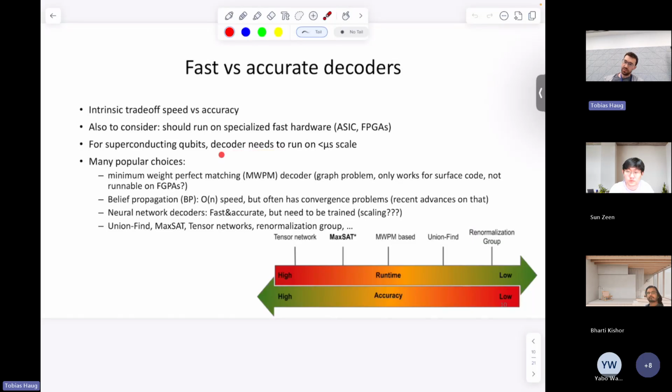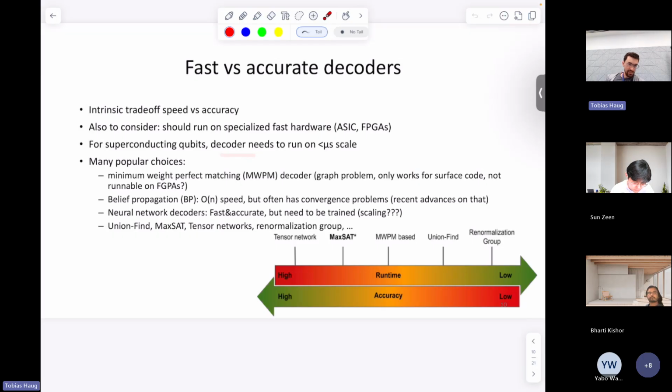You need to be very fast. Say superconducting qubits are a relatively fast system where all operations happen on a very fast time scale. Therefore, you need to go faster. But if you have ion traps or Rydberg atoms, they have a slower processing time, so maybe then you can take more time to decode. These are all things you have to consider when thinking about the best decoder for your quantum error correction setup.